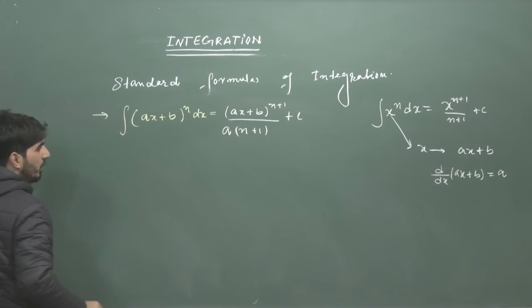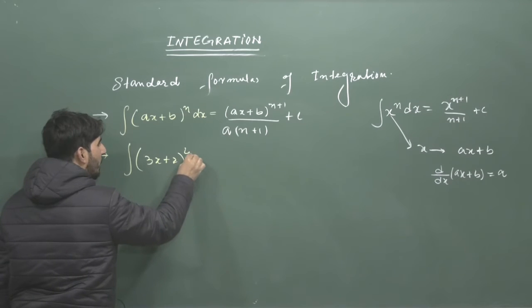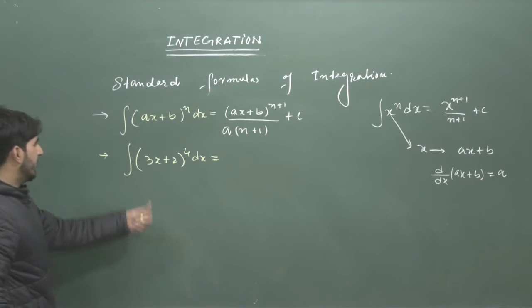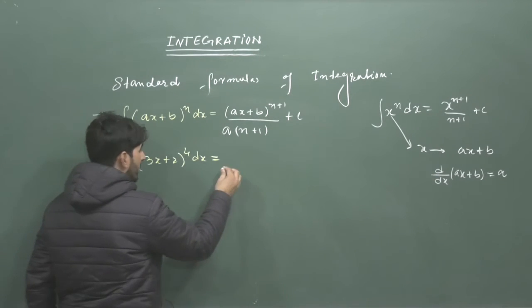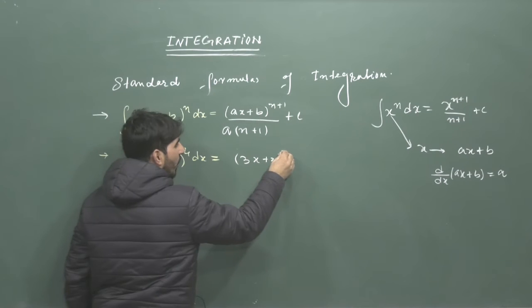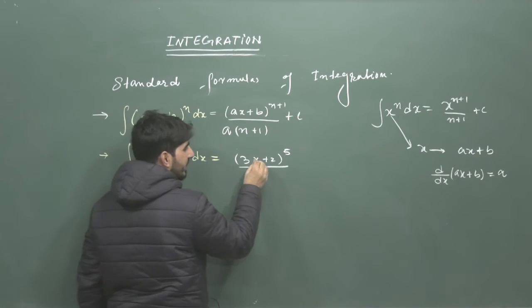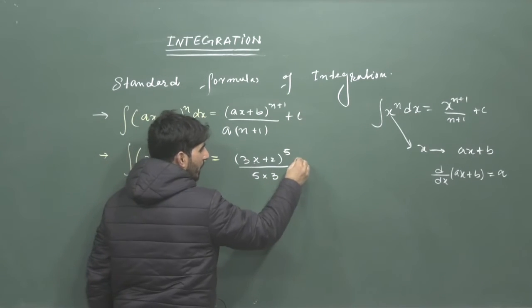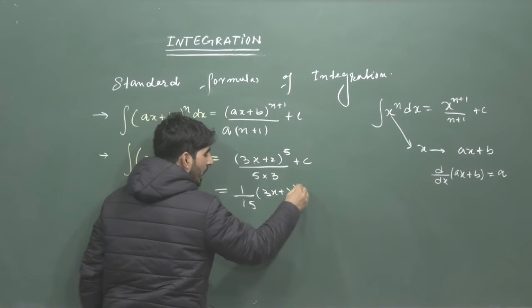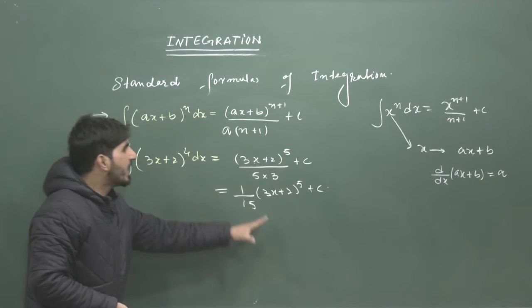Now for example, we have to integrate integration of 3x plus 2 raised to power 4 dx. So direct way of finding the integration of this is 3x plus 2 raised to power 4 plus 1, that is 5, divided by 5 into internal differentiation of this 3x plus 2, that is 3 plus c, which is 1 by 15 into 3x plus 2 power 5 plus c. So this is the second formula.